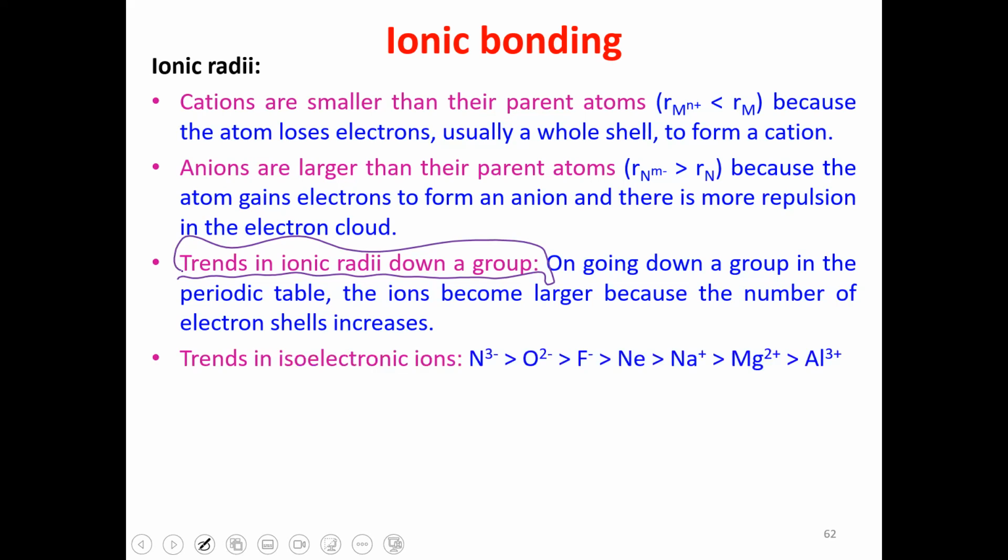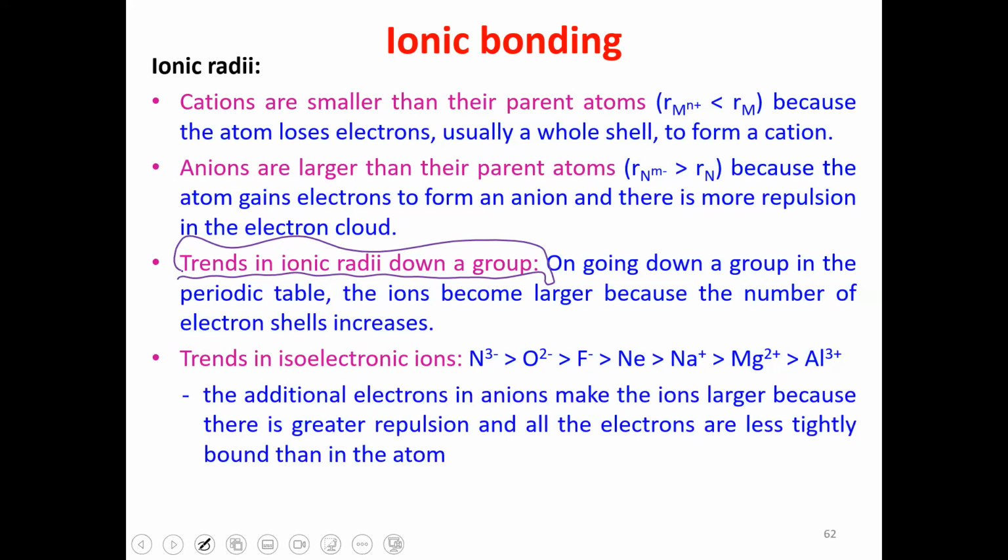Isoelectronic ions: nitrogen -3 is bigger than O -2, which is bigger than fluorine, which is bigger than sodium. So this is called the trend in isoelectronic ions. Now, a positive ion becomes smaller as it becomes positive, and a negative ion becomes bigger. What are isoelectronic ions? What are isoelectronic ions?